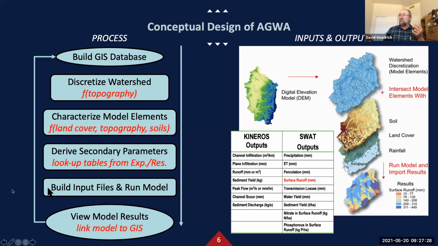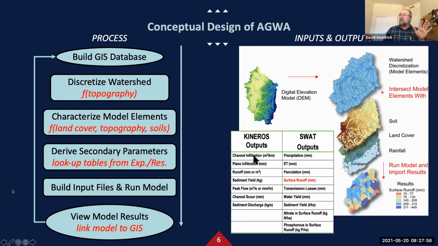So then we can build the input files and run the model. In this case, we show a number of rain gauges in the black dots that'll provide input into the model. We can ingest radar data or multiple gauge data or single gauge data. And then we can run the model and bring the model results back into the GIS to view them spatially.